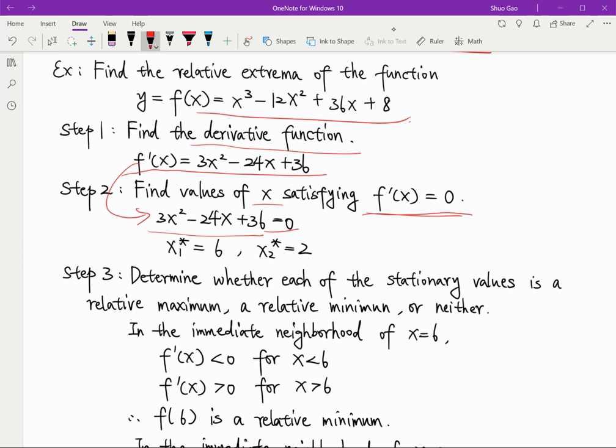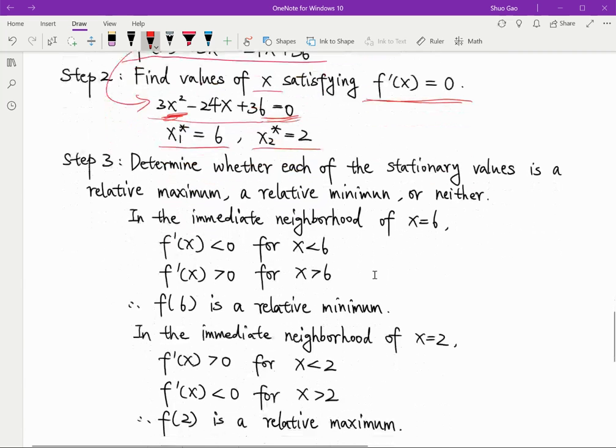So this becomes a quadratic function. We need to find the 2 roots of this function, right? Because it's a square, it's a second order; the highest order is 2. And so if it's a quadratic function, we typically have 2 roots. So we use the quadratic formula to find out there are 2 roots. One is 6, one is 2.